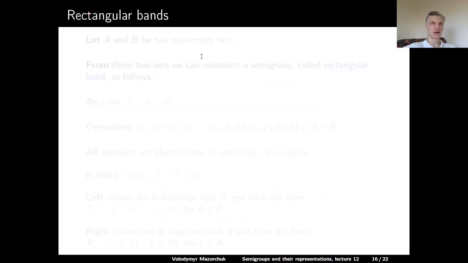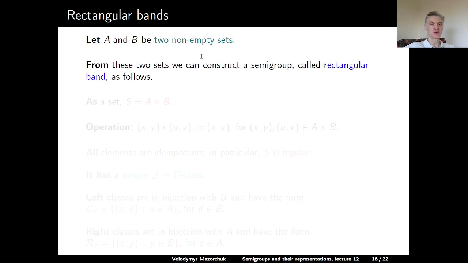Next, let us describe transitive acts over rectangular bands. Let's recall what a rectangular band is. Let A and B be two non-empty sets, and from these two sets we can construct a semigroup which is called a rectangular band as follows. As a set, S is equal to A times B. And the semigroup operation is defined as follows. If we multiply the pair x, y with the pair u, v, we get the pair x, v for any x, y and u, v in A times B.